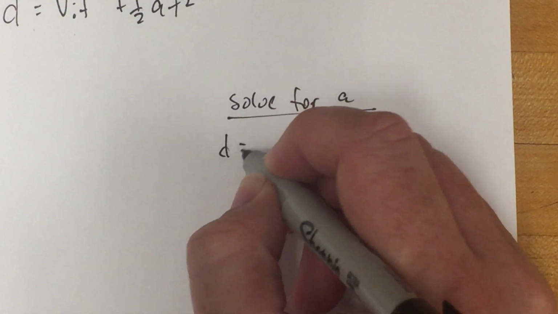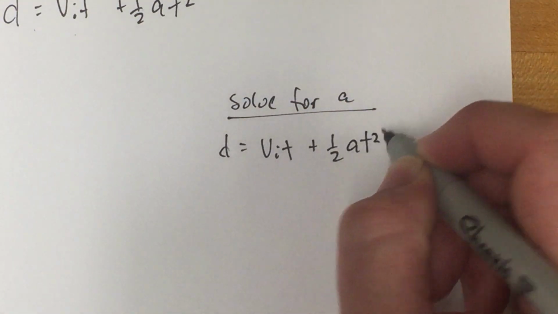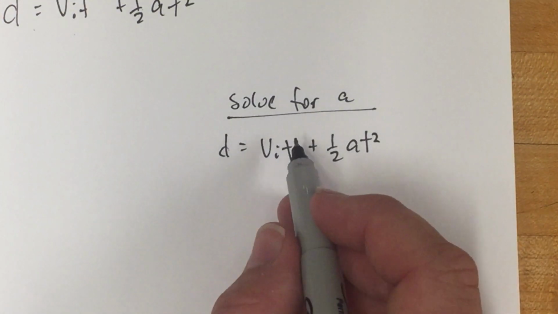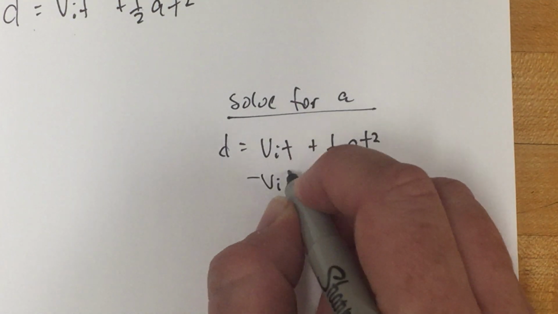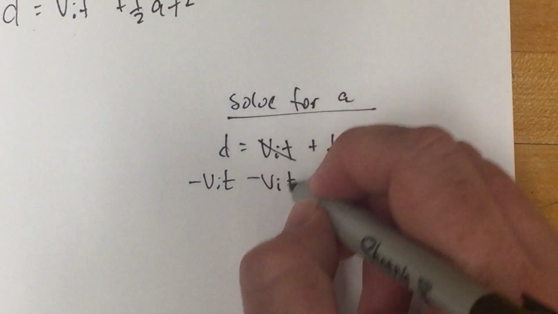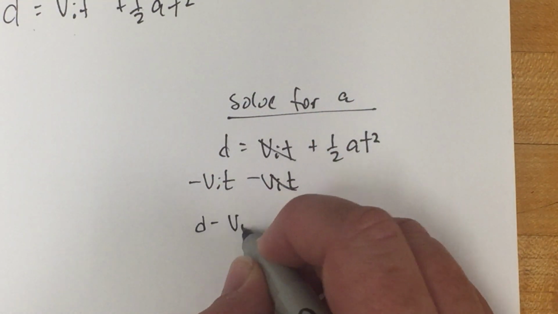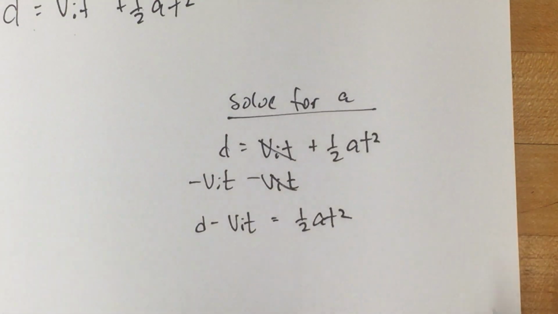Again, you start with D equals VIT plus 1/2 AT squared. And this time you're solving for A, so you need to subtract the rest of this over first. So you'll subtract both sides by VIT, similar to what we did in the acceleration one. So on this side now you have D minus VIT equals 1/2 AT squared.